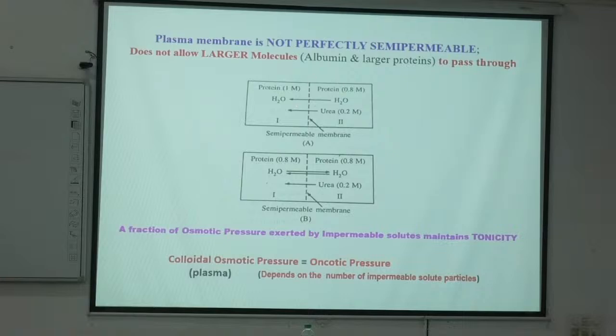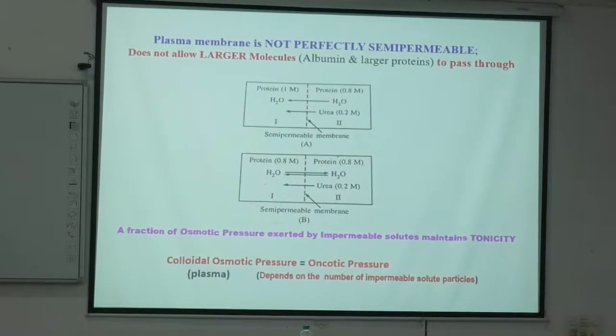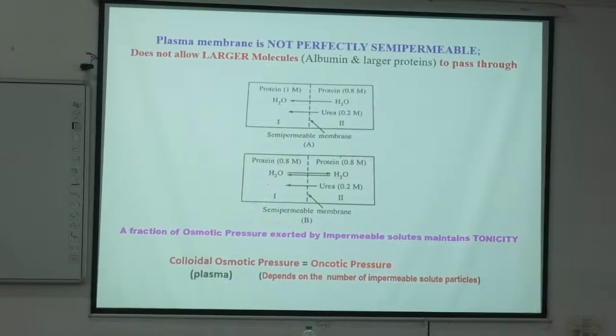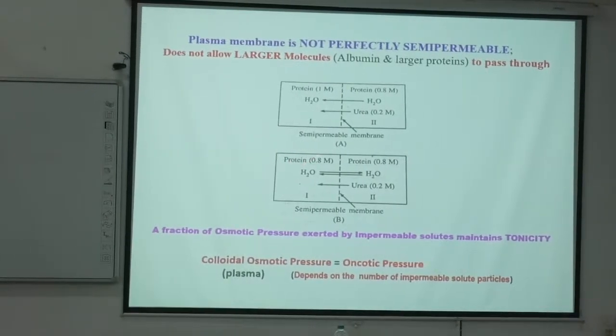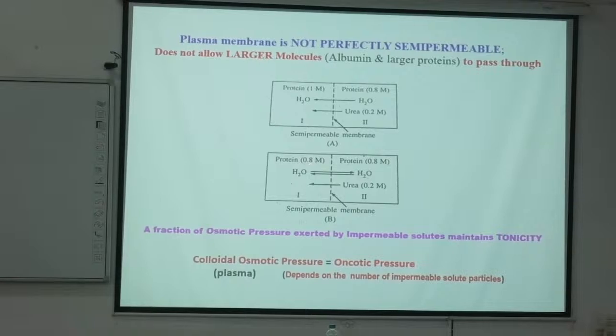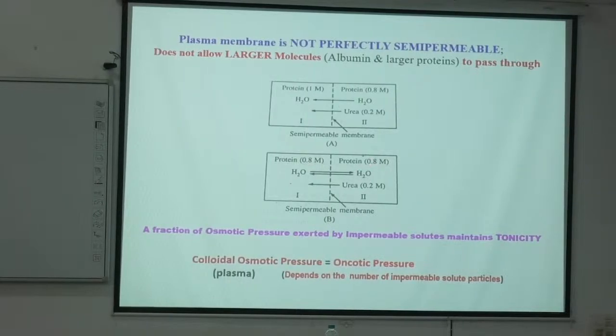That means it is isoosmotic, because total strength is 1 molar. If you look here, protein is 0.8, but protein is 0.8 here also, and urea is 0.2. Protein is not permeable, but urea can pass through. So, a fraction of the osmotic pressure which is exerted by the impermeable solute is called oncotic pressure.